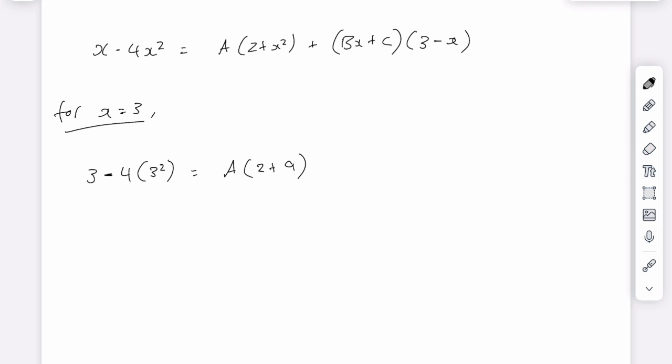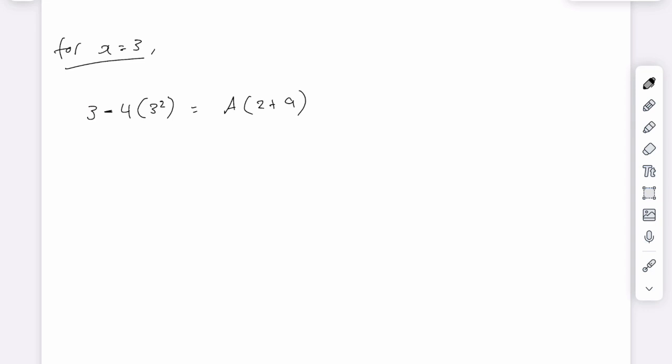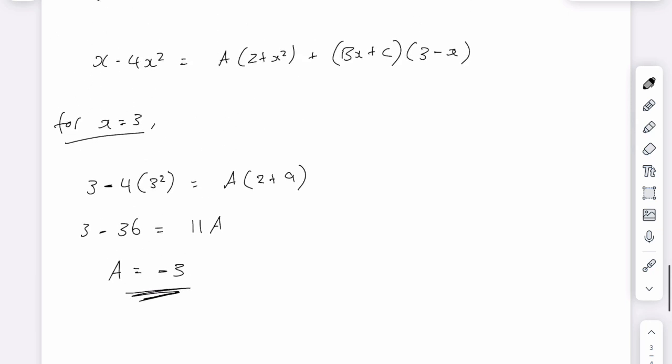Okay, so from here what we're going to get is 3 minus 36, which is 11a, which tells me then that a is going to equal negative 3. Perfect. So a is equal to negative 3.